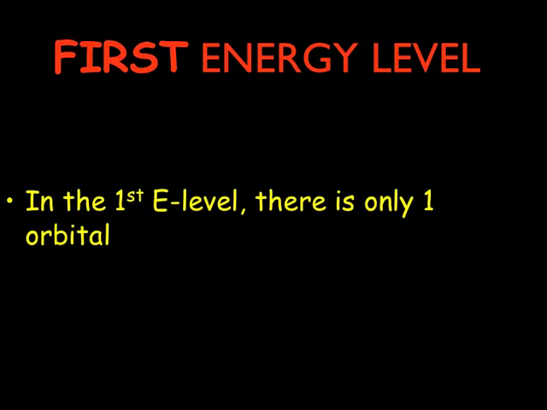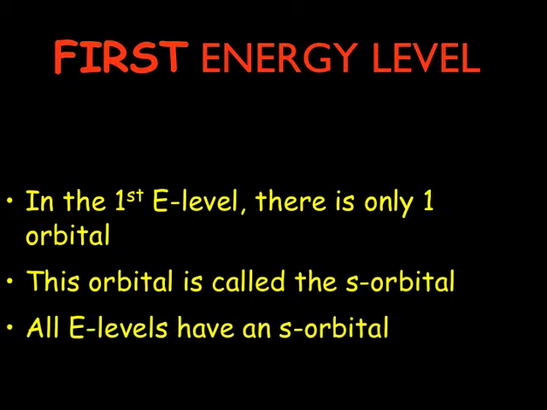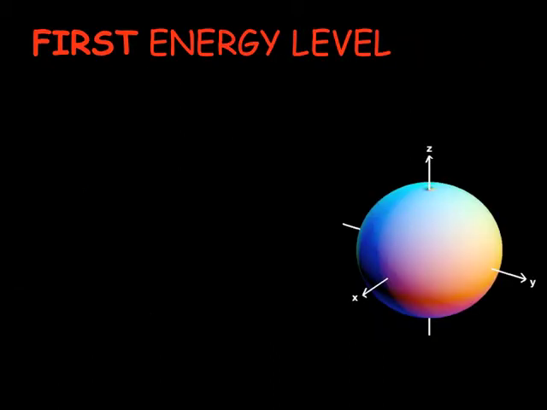So let's look at the first energy level. There's only one orbital. This orbital is called the s orbital. And all energy levels have an s orbital. So when we drew our periodic table, we kept saying the s section, the s section. Notice every energy level has elements in that section. There's the section on the far left.